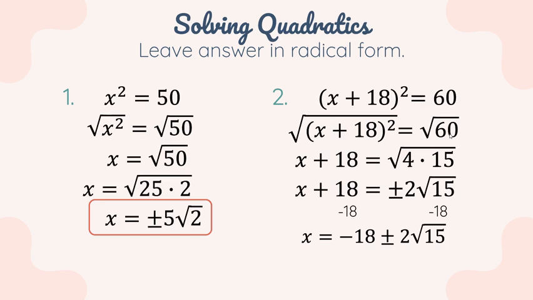So my answer is simply going to be negative 18 plus or minus 2 times the square root of 15. I cannot combine them because that negative 18 doesn't have a square root of 15 attached to it. So we cannot put them together. So I'm just going to leave it as 2 separate quantities. And that is my answer.